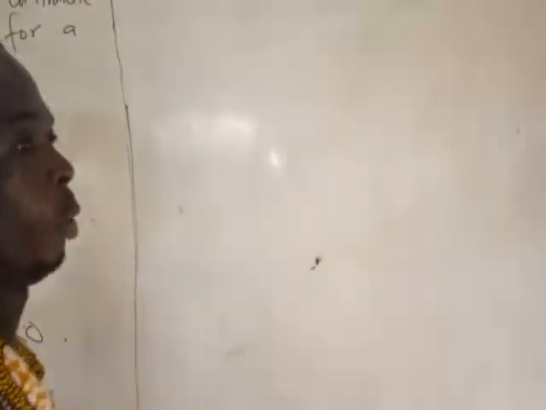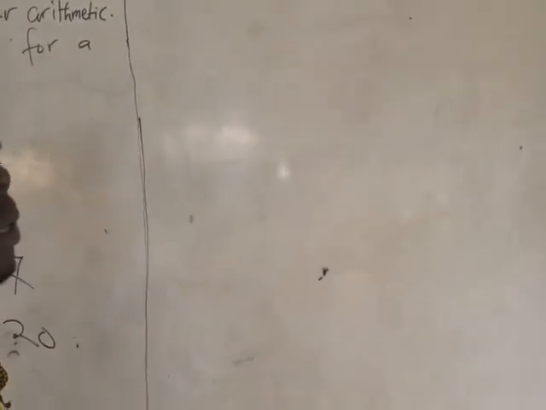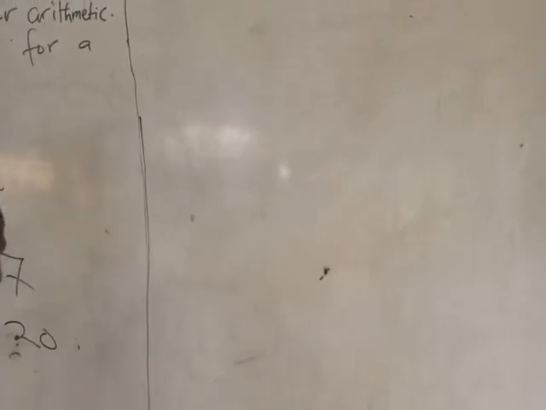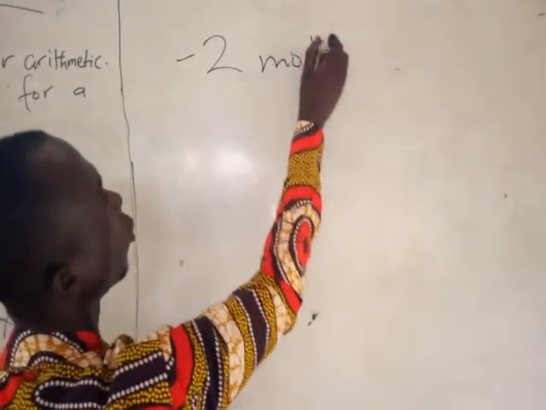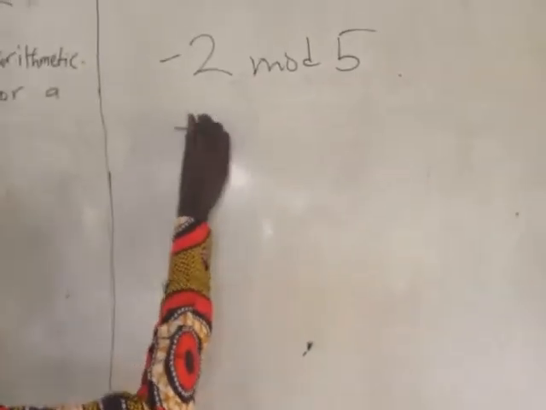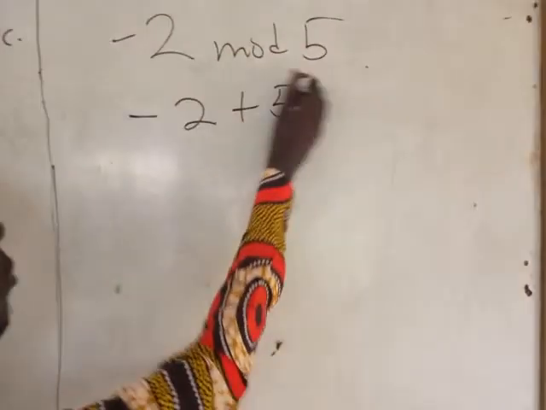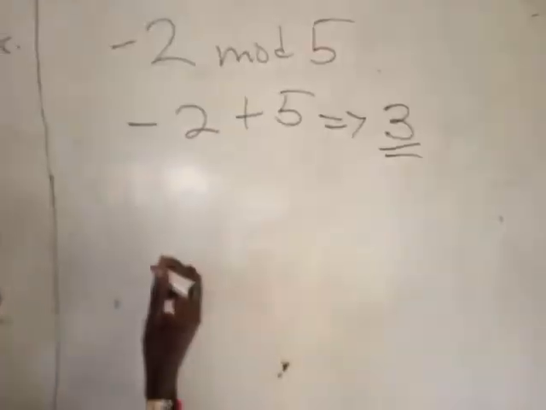Now let us move on to when the number given is negative. You keep on adding the modulo given in the question to that number until you get a positive value. If I give you negative 2 mod 5, 5 can't go into negative 2, so it becomes negative 2 plus 5. And negative 2 plus 5 is what? 3. Our answer is 3.